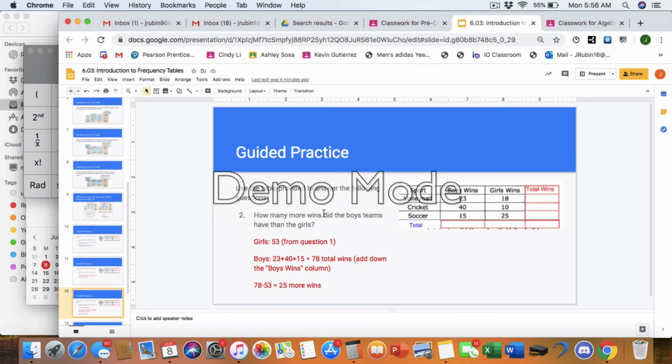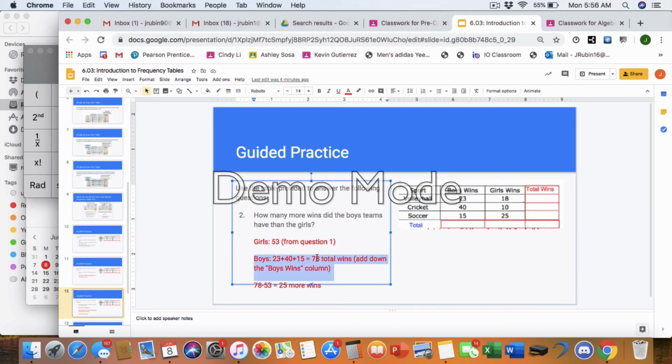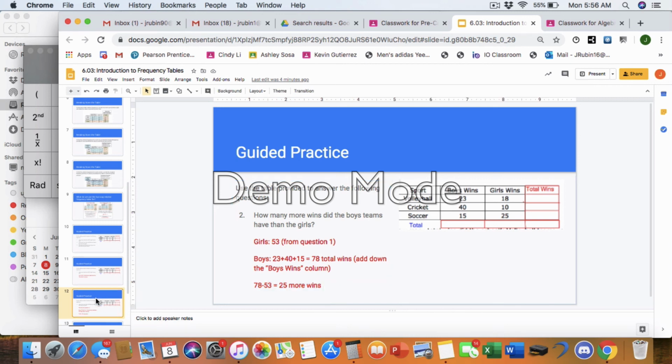How many more wins did the boys' team have than girls? We already have the total from the girls, we just added down. Now we're going to do the same thing for the boys. So we add down the column. That gives us 78 total wins from the boys' team. The difference between them is 78 minus 53, so 25 more wins.